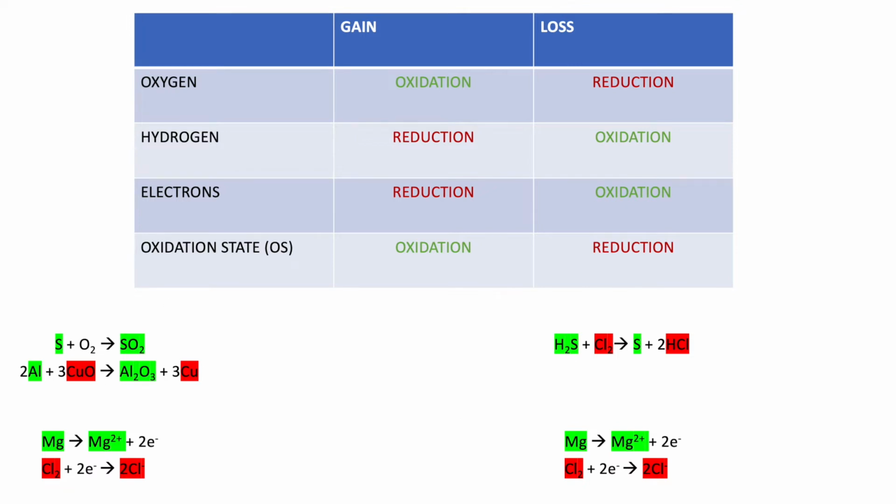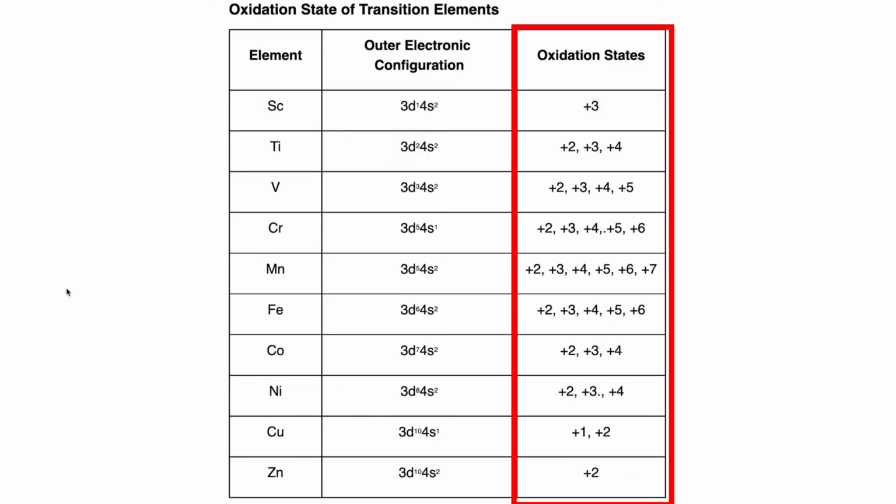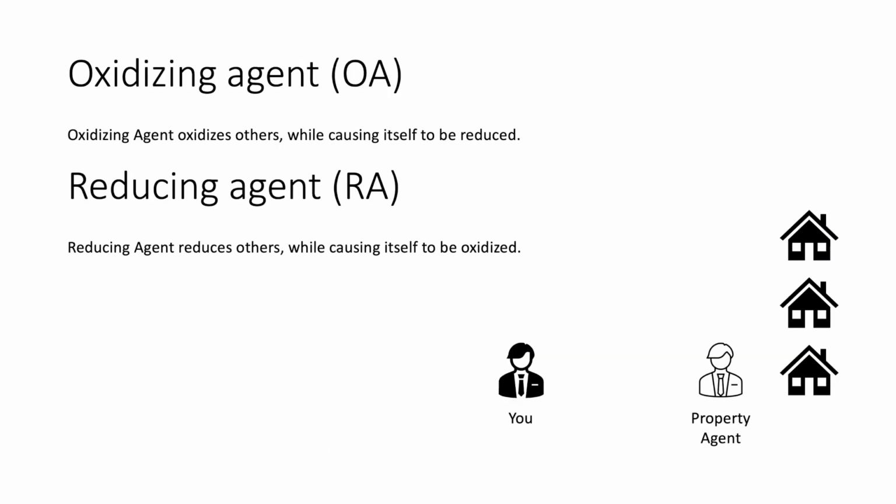So in cases like the transition metals, they can express themselves in various oxidation states. So don't get confused when you see such things happening. Next, we'll be talking about oxidizing and reducing agents. So this is where it gets a little bit confusing.